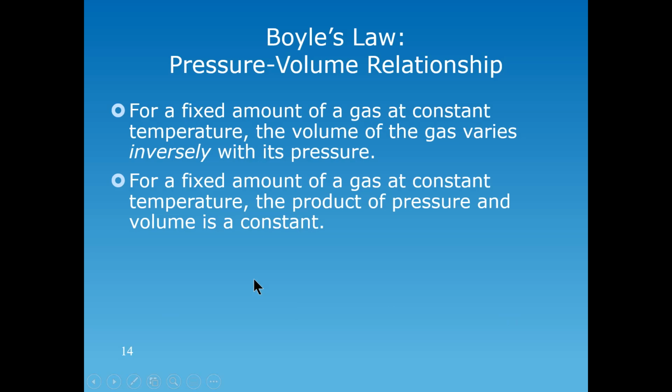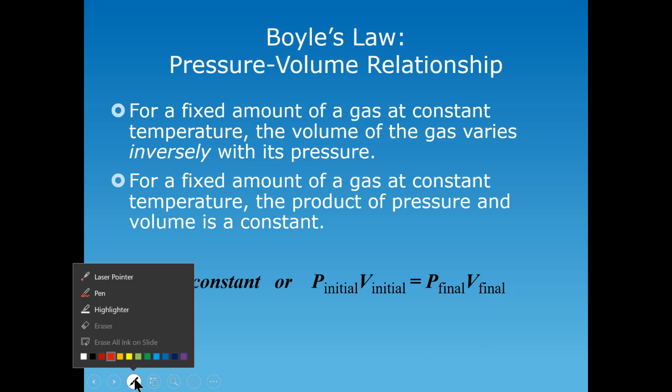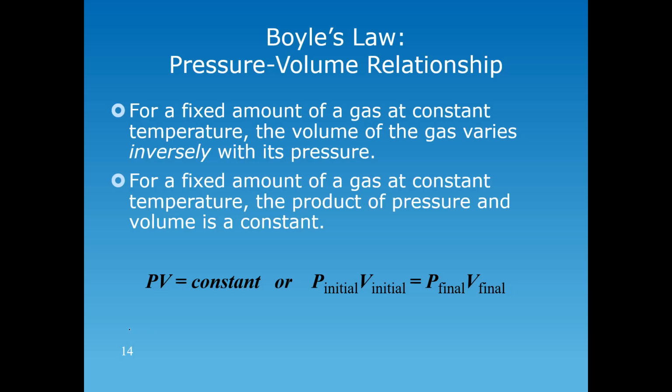We can also express it mathematically. So we can say that pressure times the volume is equal to a constant, or we can say that P initial times V initial, meaning the initial pressure and volume of the gas, will be equal to P final times V final. Or, which is the way I normally express it, you can simply express it like this: P1 V1 is equal to P2 V2. All right? So that's basically how we can express Boyle's law mathematically.